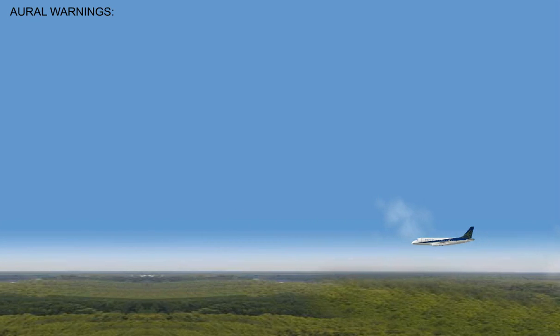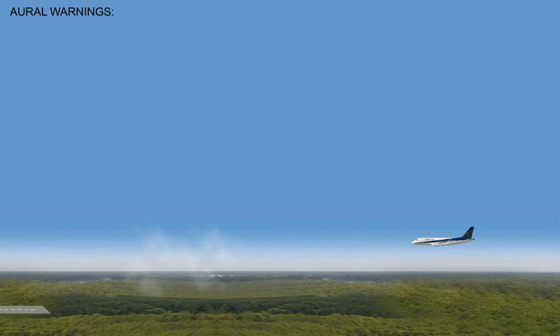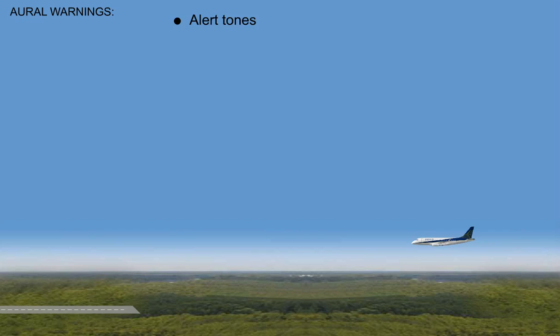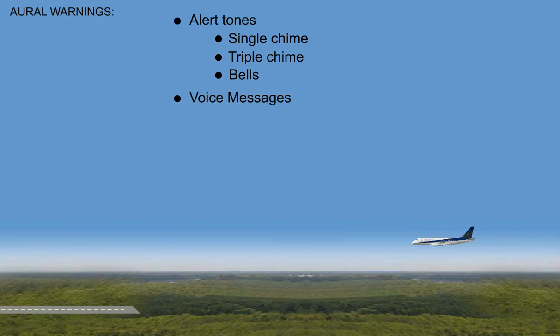Aural warnings are used when the pilots require immediate knowledge of the condition without having to look at a visual display or indicator. Aural warnings are alert tones, like the single chime and the triple chime. Bells, to indicate an engine or APU fire or a cargo smoke detection, and voice messages used in systems like TCAS: Increase, climb, increase, climb. And EGPWS: Terrain, terrain.